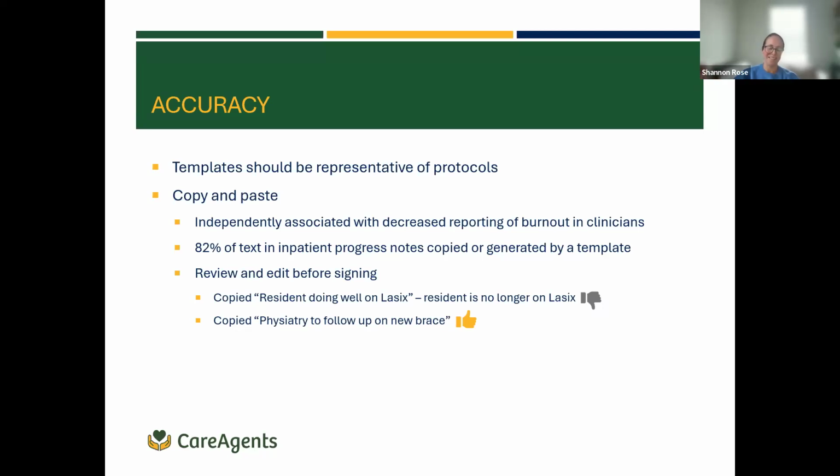An example of copy and paste that is not accurate is copying over information that is outdated. So your note says the resident is doing well on Lasix, but the resident is no longer on Lasix. And copy and paste can also facilitate the inclusion of information that may have been omitted, like saying the physiatrist will follow up on the new brace. So this is informative, and it's letting the reader know that it is planned, but has not yet occurred.